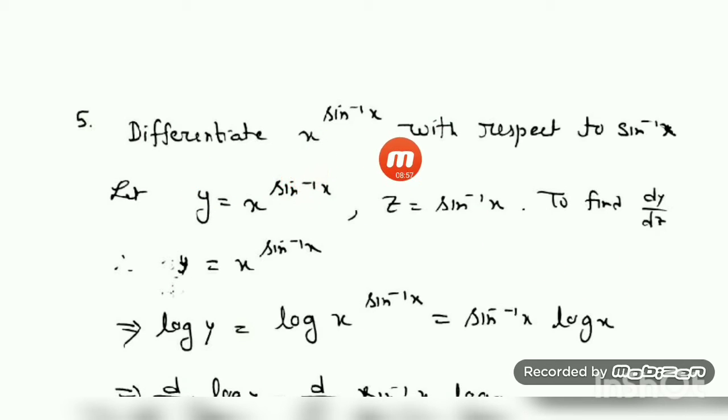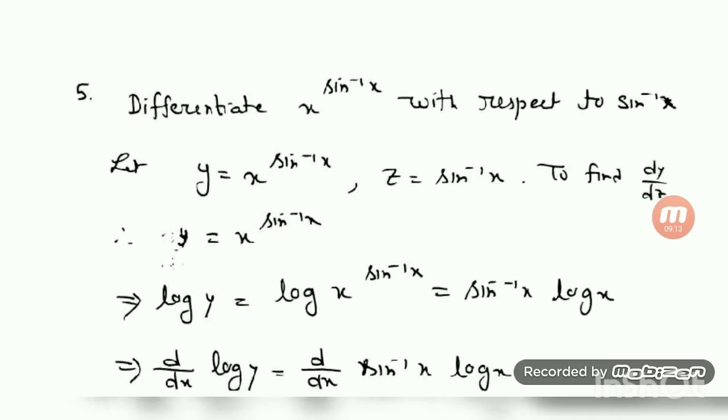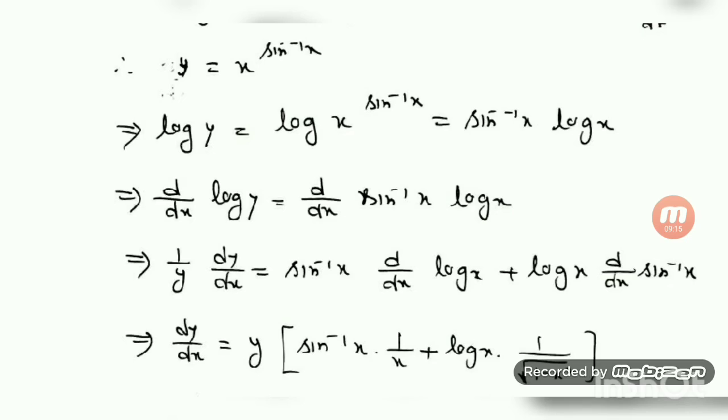Differentiate x to the power sine inverse of x with respect to sine inverse of x. So we name it as y. y is x to the power sine inverse of x and z is sine inverse of x. You have to find out dy/dz. y is x to the power sine inverse of x. Since the power is a variable, as in our earlier cases, we have to use logarithmic differentiation.